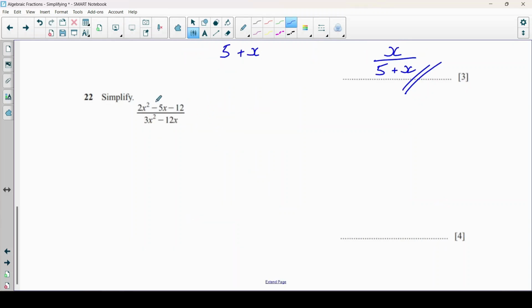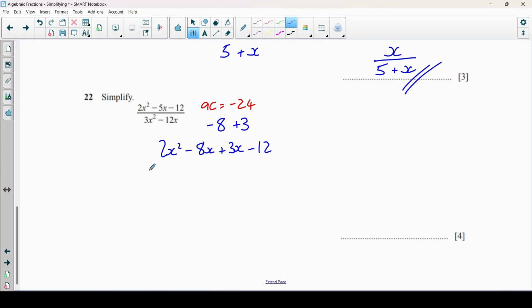This top looks really similar to a quadratic that we've already had a look at. AC is equal to minus 24, so we're looking for two numbers that multiply to minus 24 and add to give minus 5. So it's something to do with 8 and 3. To get minus 5 it needs to be minus 8 and plus 3. Now let's split the middle: 2x squared minus 8x plus 3x minus 12.